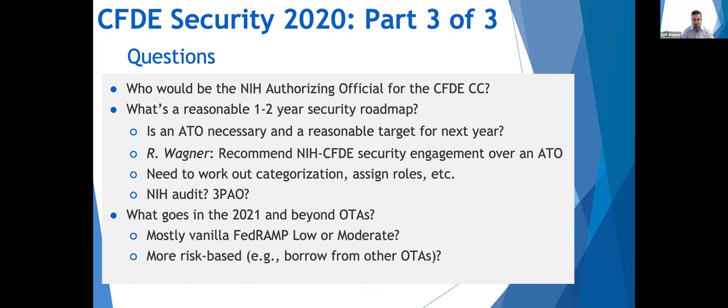And you can see this thing where it says R. Wagner. This is borrowed from my bullet points from one of those presentations. I started to say explicitly, my opinion is that I'd rather see us work directly with the NIH on a security agreement and a plan rather than specifically just a new ATO, because that's what people know. There's lots of stuff that we have to work out: categorization, roles, who has responsibilities, things like that, who does the audits. And then, what do we do in 2021?